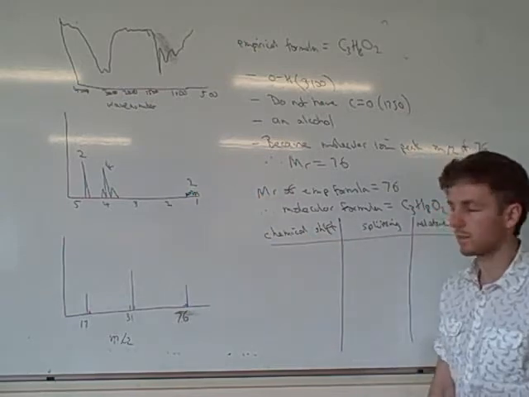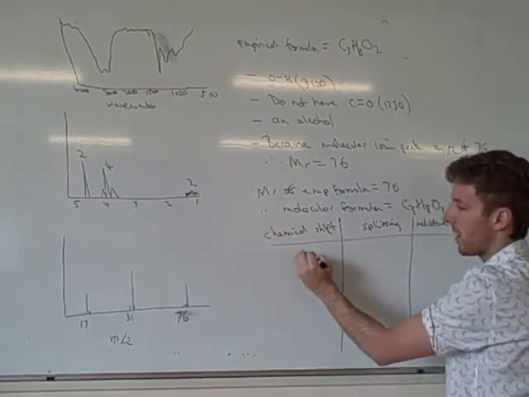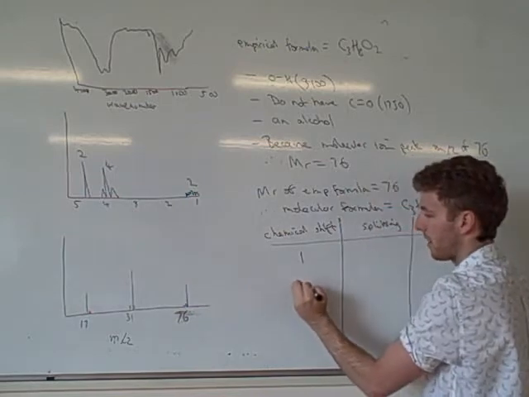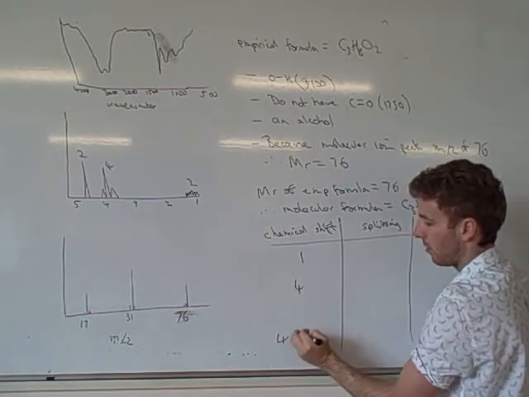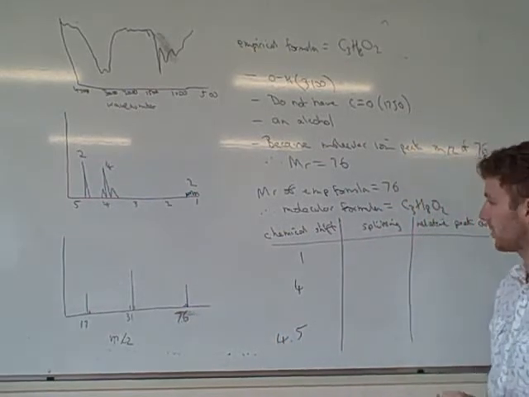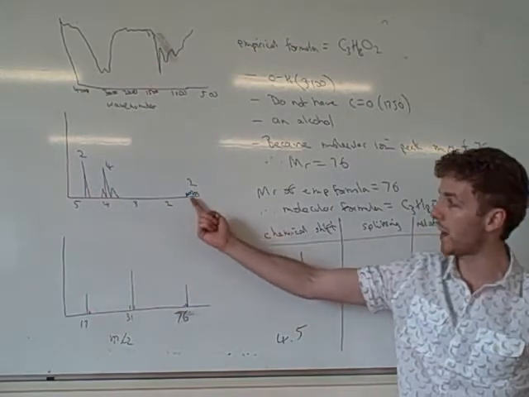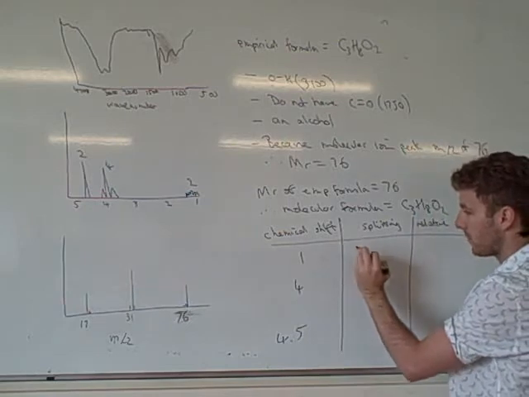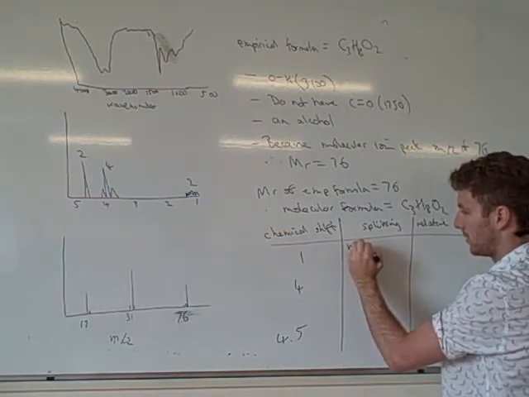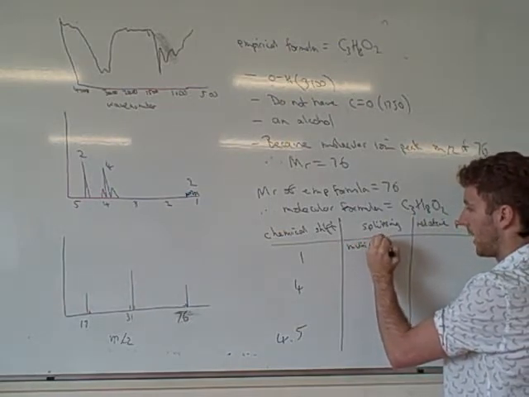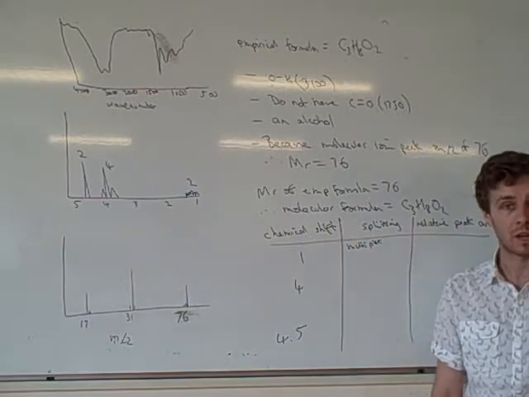So we've got 3 peaks. We've got a chemical shift of round about 1, a chemical shift of round about 4, and then round about 4.5-ish. What splitting do we have? Well, for 1, we have a multiplet. So what does that tell us about the number of adjacent hydrogens?